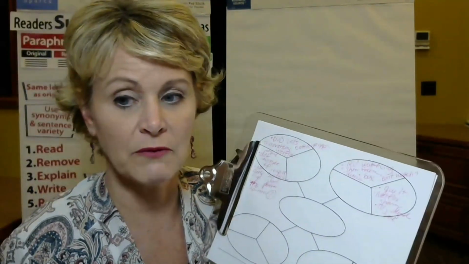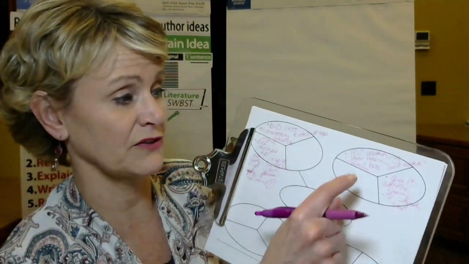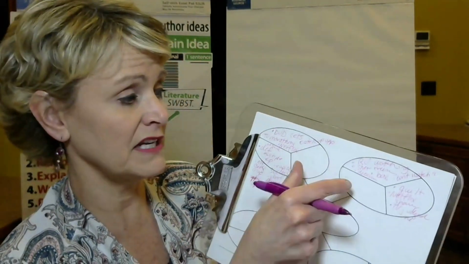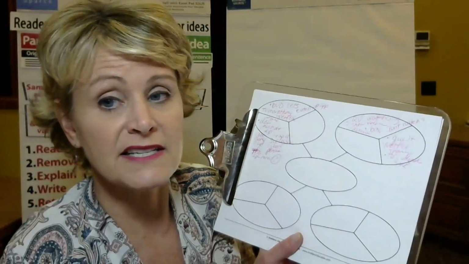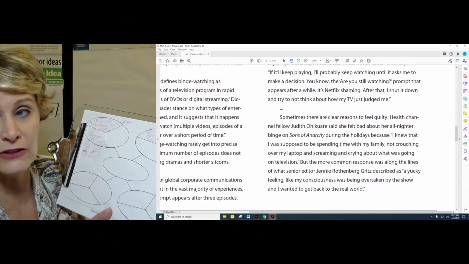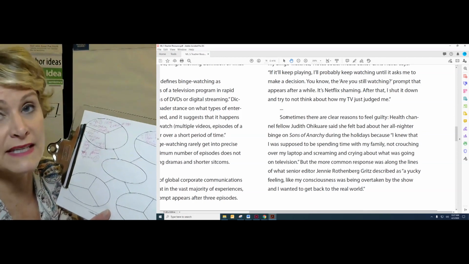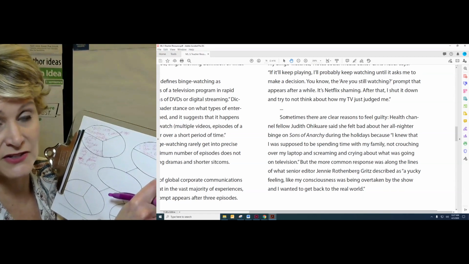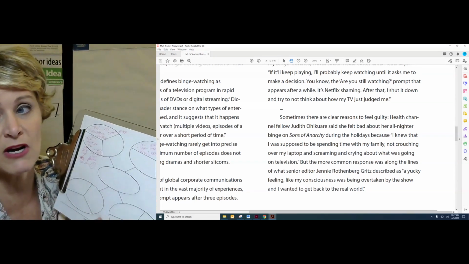Okay, good. All right, we're almost done with this article, you guys. We're almost done. I have no idea where we're going to put these next details. One of the pie pieces we've started, a related pie piece, a brand new oval. I don't know. Let's see. Sometimes there are clear reasons to feel guilty. All right, what's your thinking voice telling you? It's about guilt. We've already got a pie piece on that, don't we? All right, we haven't gotten anything new yet. It's just guilt, so let's keep going.